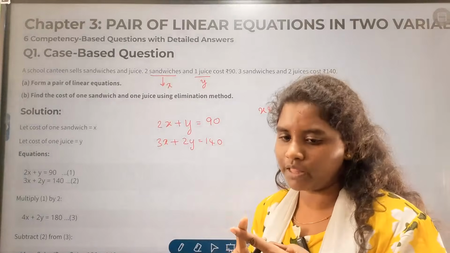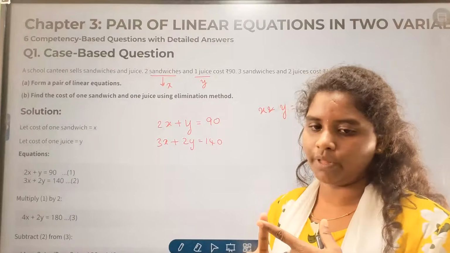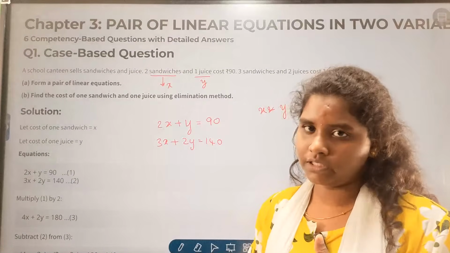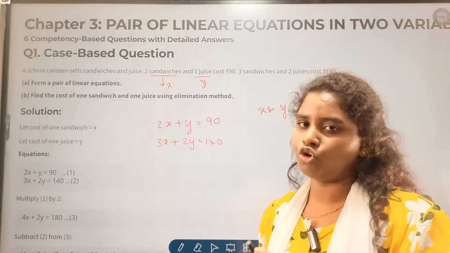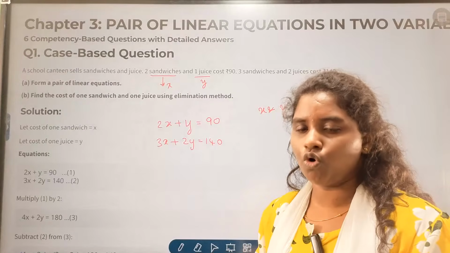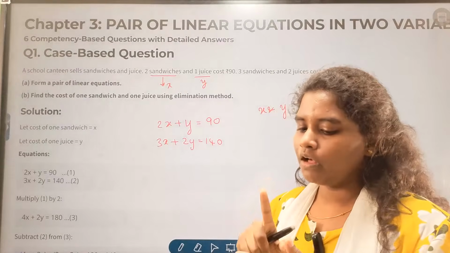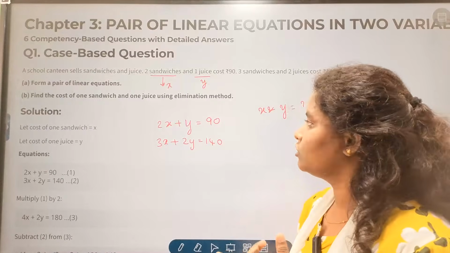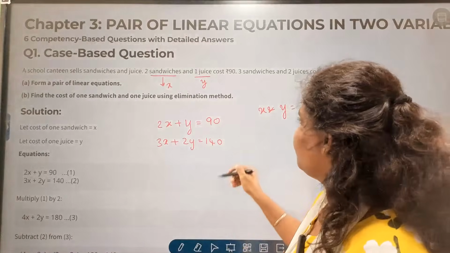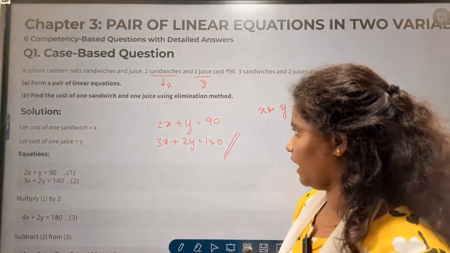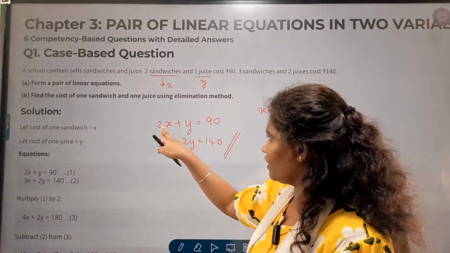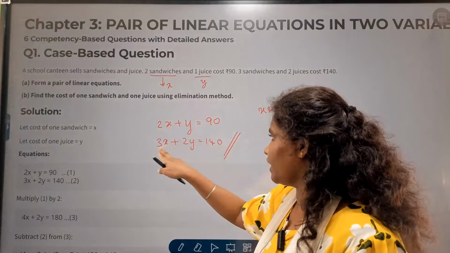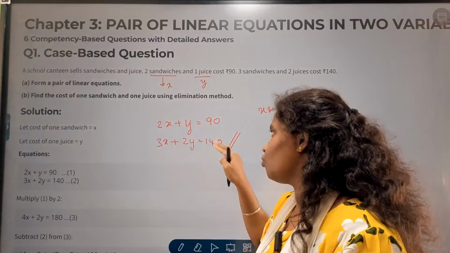Here we'll use three methods. The first is the substitution method, the second is the elimination method, and the third is the cross multiplication method. Mostly we will use the elimination method and then the substitution method, right? By the elimination method, we have 2x plus y is equal to 90 and 3x plus 2y is equal to 140.